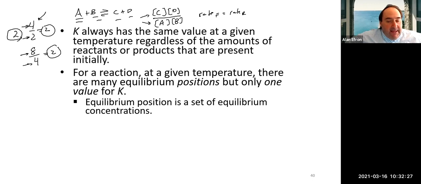Now, as we talked about, there are many equilibrium positions, but only one value of K for a particular reaction. And as long as you maintain the temperature, that K value should technically be a constant value. Any questions on that?